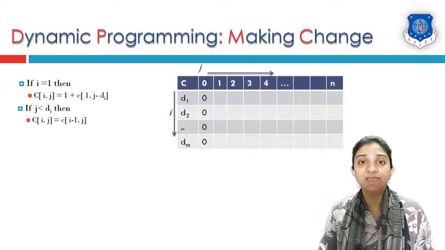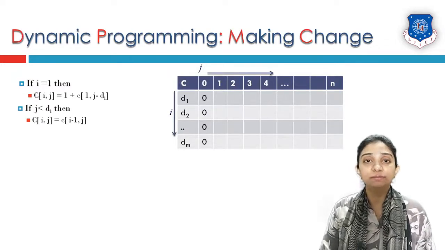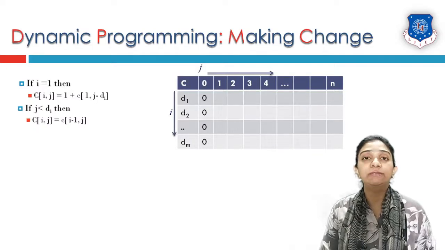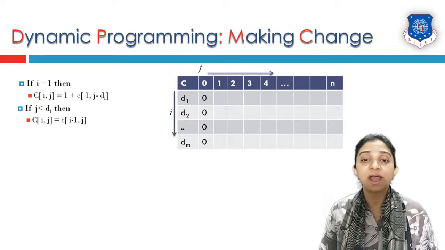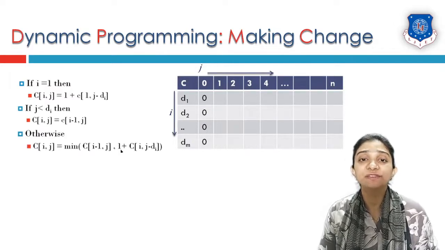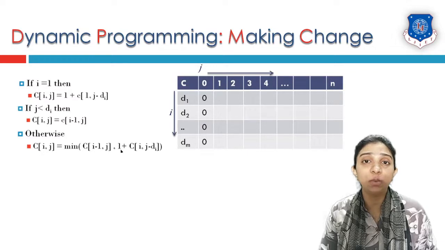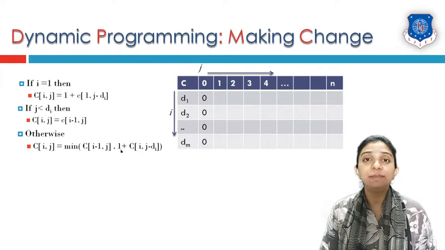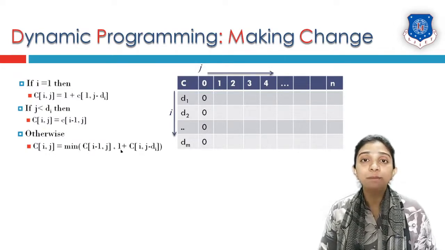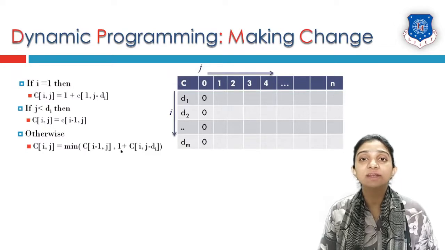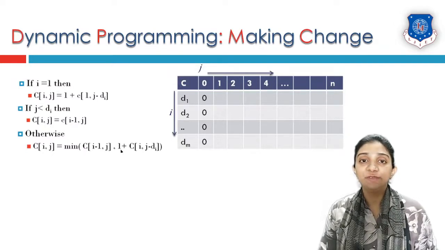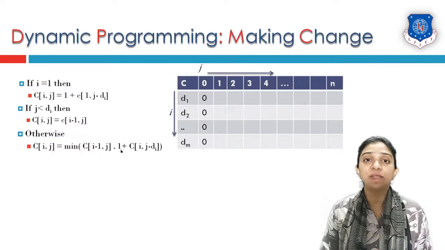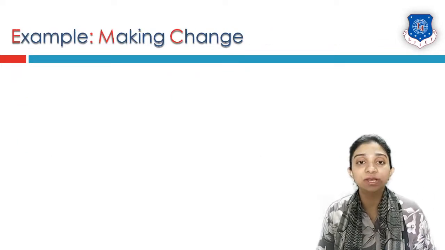For the remaining rows, we first compare the column number j with the denomination coin value di. If j is less than di, C of i, j will be C of i minus 1, j. Otherwise, if j is greater than or equal to di, C of i, j will be the minimum of C of i minus 1, j, comma 1 plus C of i, comma j minus di. So we are going to use these three formulas to fill up this table.